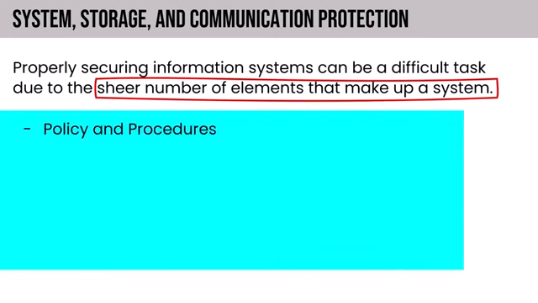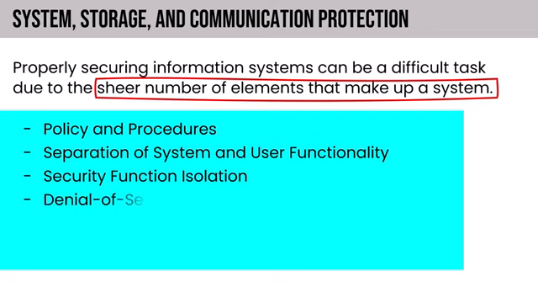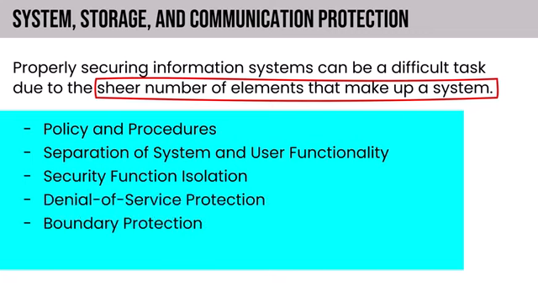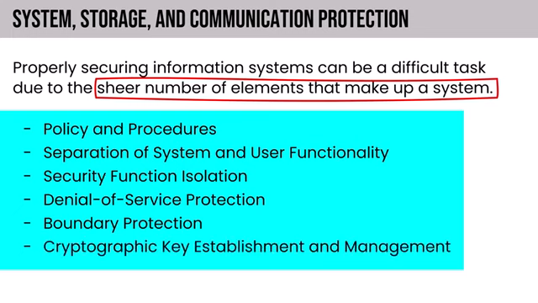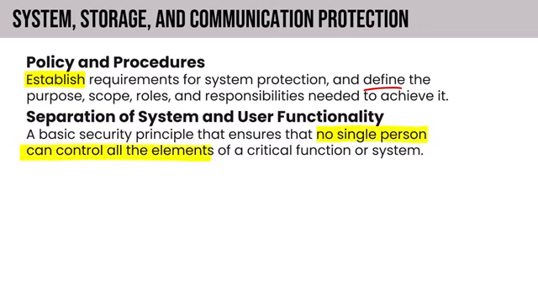Now, to get a bit more specific, we'll break this down into policy and procedures, separation of system and user functionality, security function isolation, denial of service protection, boundary protection, and cryptographic key establishment and management. So starting with policy and procedures, we establish requirements for system protection and define the purpose, scope, roles, and responsibilities needed to achieve it. Separation of system and user functionality, essentially no single person can control all of the elements of a critical function or system.